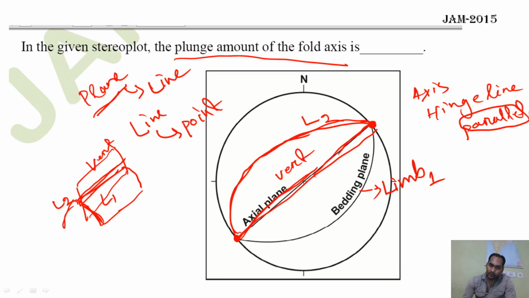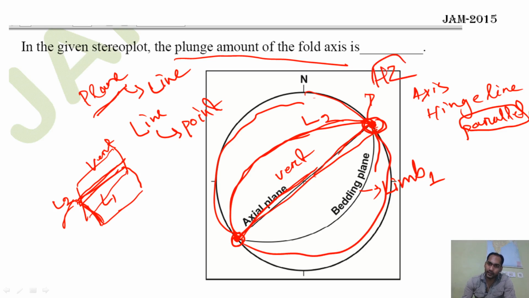These 2 points will represent the axis or hinge line, which is present on the outer circle. Since it is on the outer circle, it is horizontal. The axis is horizontal. It is a normal fold.